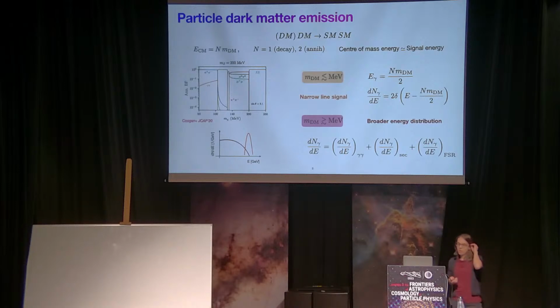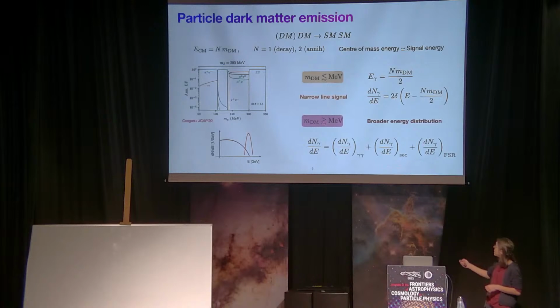So this is a recap slide from yesterday, where I discussed only this bit of the dark matter mass parameter space. If dark matter is lighter than the threshold for production of electrons and positrons, then you only expect it to decay into two photons. And since dark matter is at rest in the halo of the Milky Way, we really do expect the photons to be emitted back to back. So we expect a sharp line feature at around half of the mass of the particle, if this is a decay process.